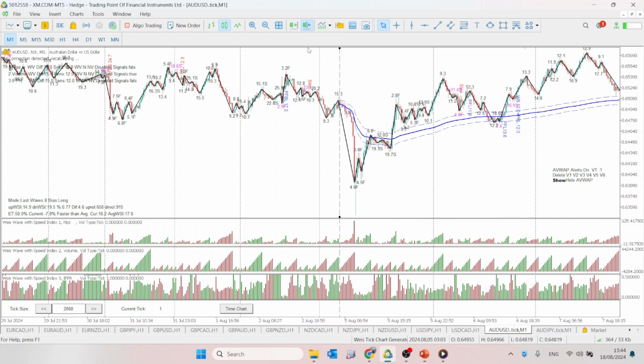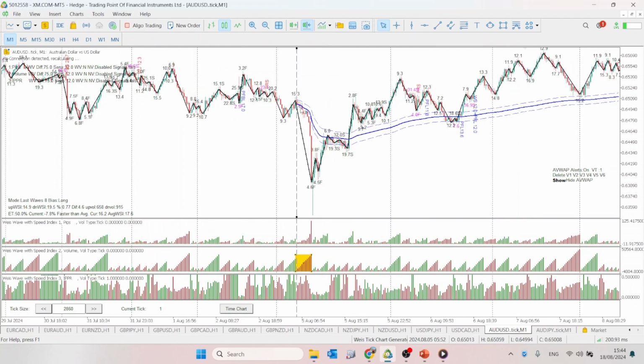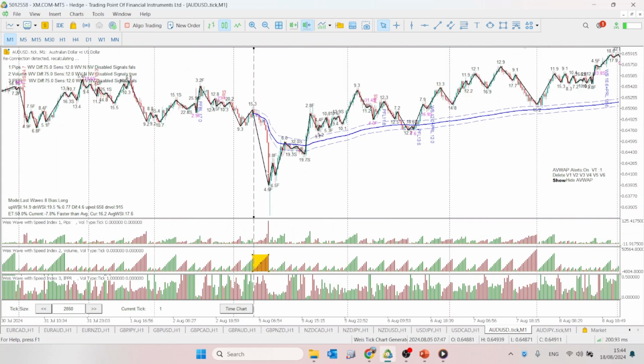Okay, so let me mark it. Right here, that's our fast wave. That's our AVWAP line, this blue line. So what do we expect? We expect the price first to cross above VWAP, which it does right here, and then have a pullback. And this is the pullback, okay?